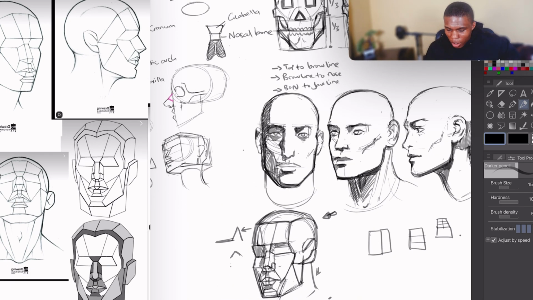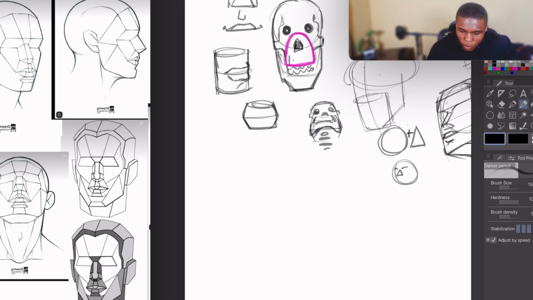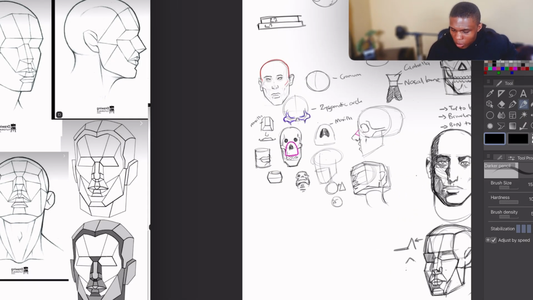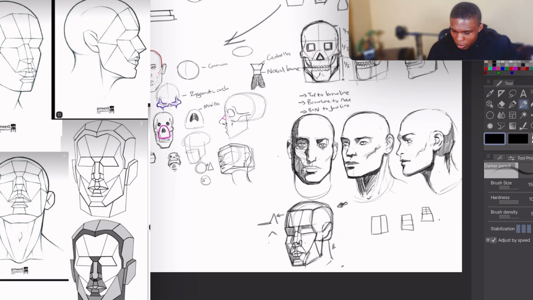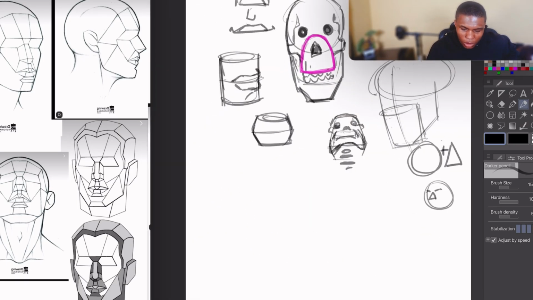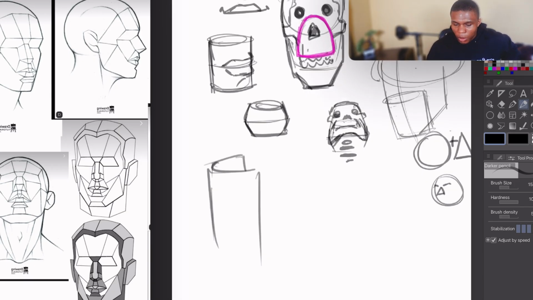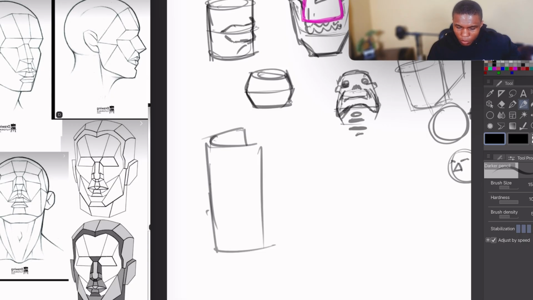So another thing you could do is the paper fold method. It's very similar to the box method. They're basically the same thing. It's where you just have something like a paper. If you take a sheet of paper and then you fold it, and then you demarcate brow line, nose line, mouth line, jaw line.